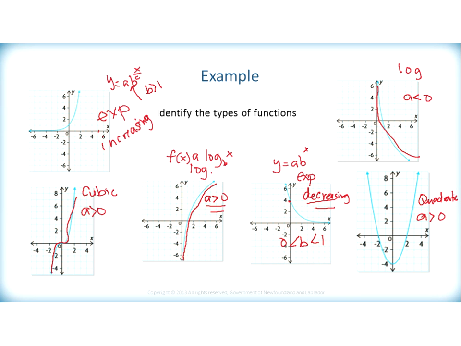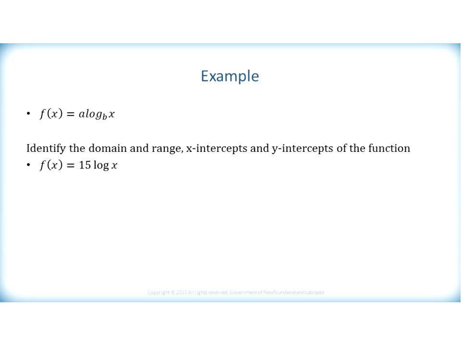Don't be confused with the exponential function, a being the leading coefficient and determining what the behavior will be. B determines if it's a decreasing or an increasing function. So let's have a look at an example.